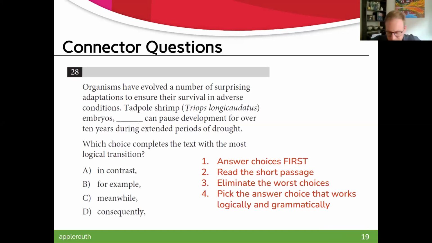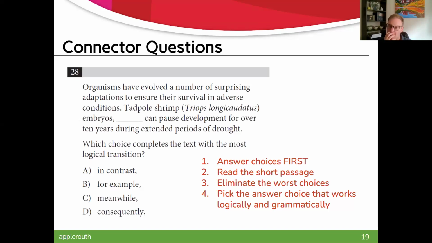And the one that we didn't address, these will come from about questions 23 to 24 or 25. So it's grammar, but specifically there will be at least 2 or 3 connector questions per section. So 5 or 6 per test. Just like grammar, answer choices first. Read the passage to decide, are these ideas contrasting or not? Eliminate the answers that don't work, and then pick the one that works logically, but also grammatically.